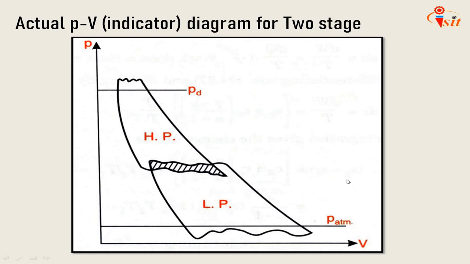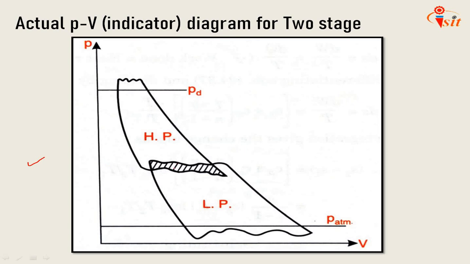Actual indicator diagram, that is also called the PV diagram, for two stage. We have already seen the single stage. Now we are going to see the two stage actual PV or indicator diagram. The actual indicator diagram for the two stage compressor is shown in this figure.